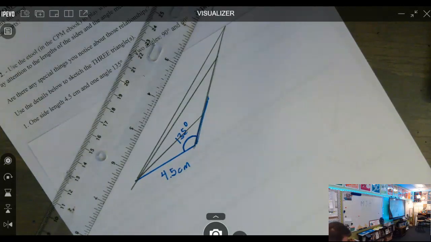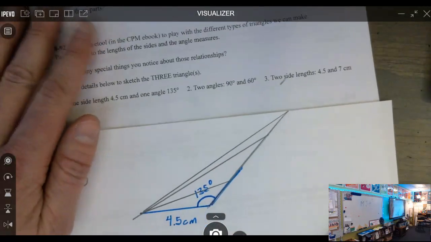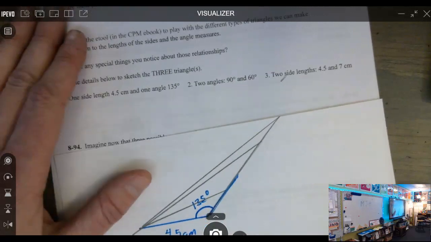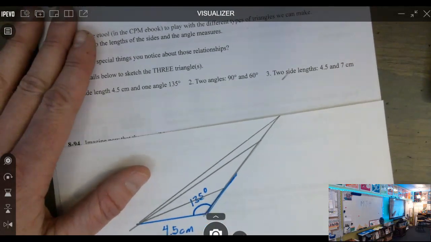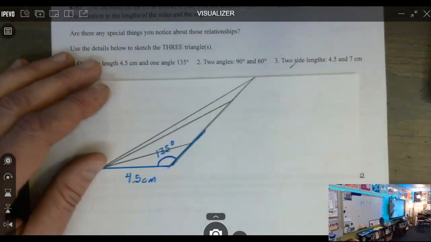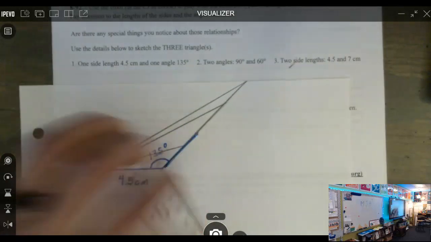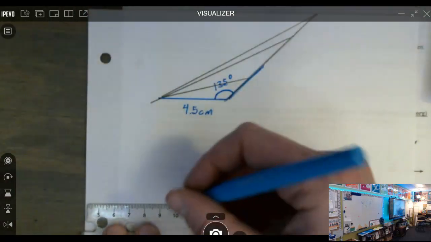All right. So, Leah, what about B? Or 2? On your paper, it's 2. Well, I thought that there could only be 2. Okay. So 90 and 60. They didn't give me a length, so I'm just gonna pick a length of like 5.